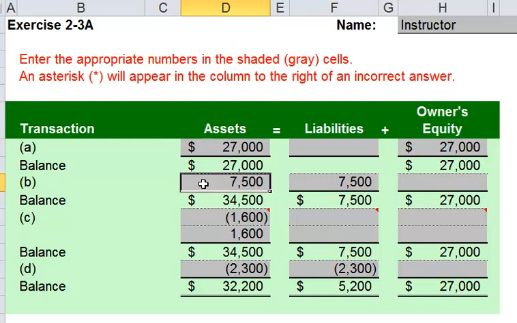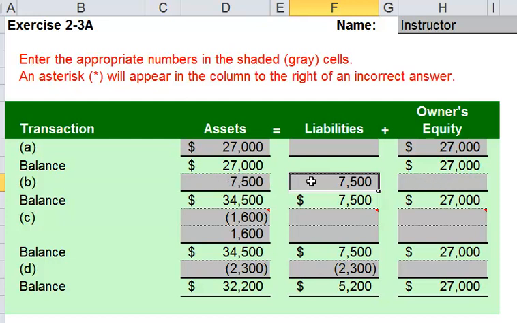And then you have to ask yourself, how did I pay for it? Well, if I bought it on account, I didn't give them cash, did I? No. So I owe them money. That's what it means when we say on account. So that's a liability since I owe somebody something. So the other $7,500 goes here, and then you can see the accounting equation for transaction B is equal.